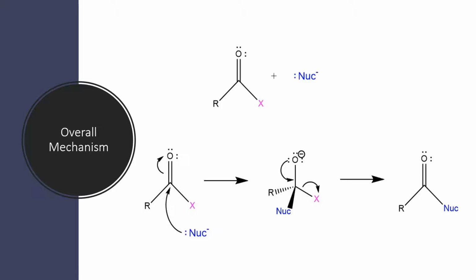So here's just an overview of this generally written mechanism that we just went through. Again, we have our carbonyl compound that's reacting with a nucleophile. You undergo this nucleophilic attack to make this tetrahedral intermediate here, and you regenerate that carbonyl to form your new product with that nucleophile attached.